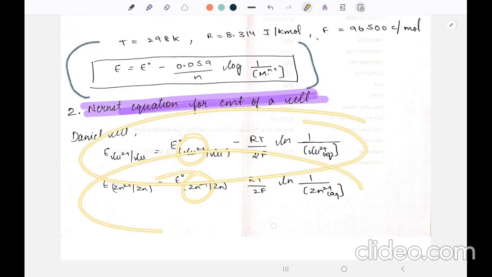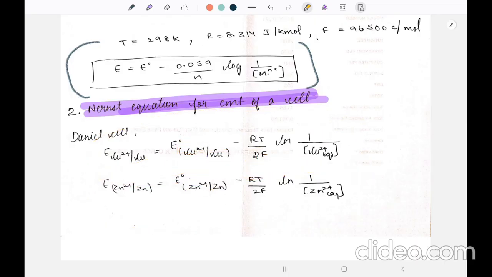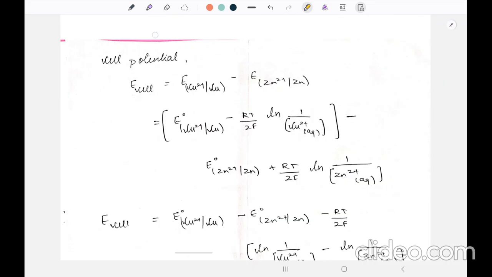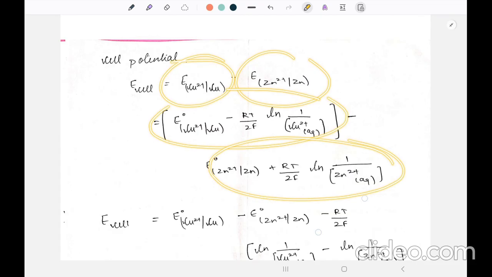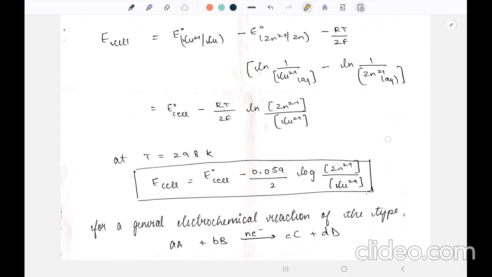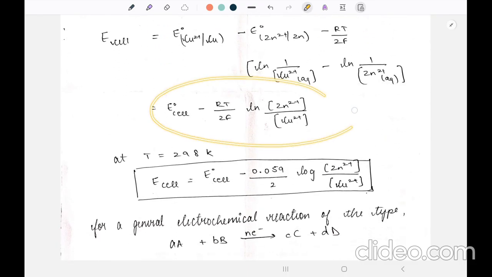These are the two respective equations, and 2 electrons are involved, and therefore in the place of n we take 2. For finding the cell potential, we'll subtract the anode from cathode. So we'll write the equations and take the ones which are common, and finally we'll get the equation to be E0 minus RT by 2F ln [Zn2+]/[Cu2+]. These are the concentrations of the ions.